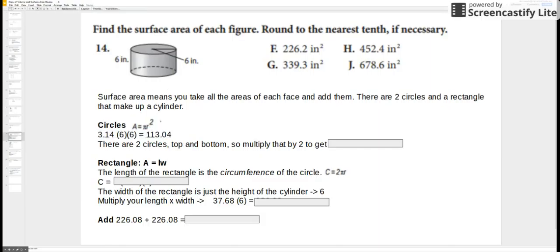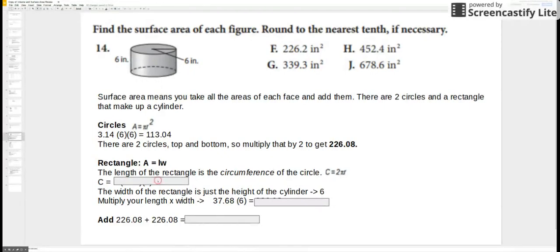Pi is 3.14. Your radius is 6, so it's squared also. So it's 3.14 times 6 squared to get 113.04. That's just the area of the top circle. But we have two circles, so we would need to multiply that by 2 to get 226.08. Then we're going to do our rectangle. Remember, there's a rectangle that's rounded and goes between the two circles. The length of the rectangle is actually the circumference, so all around the cylinder, that represents the circumference of the circle.